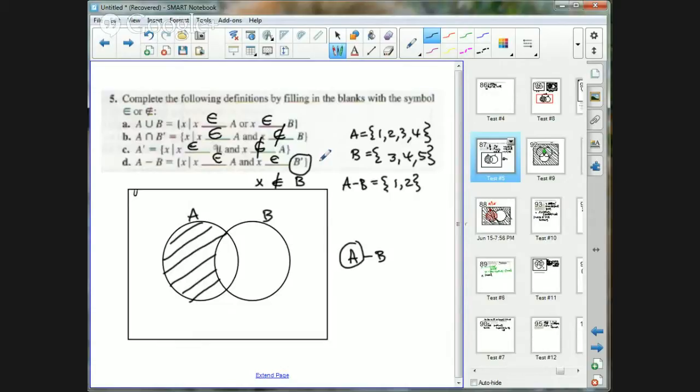All X such that X is an element of A. Yep. And X is an element of B not. I said it that way because that's another way to say B complement, B not.